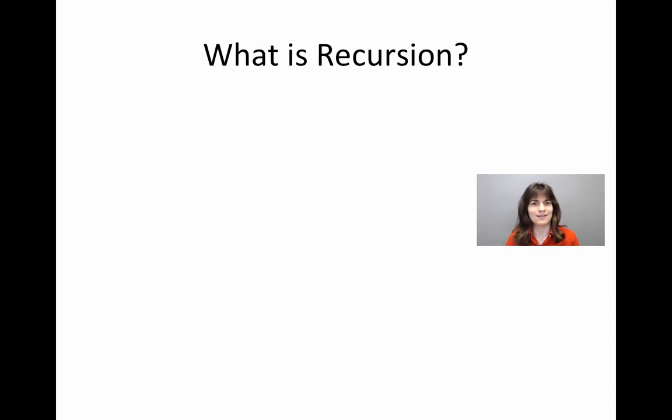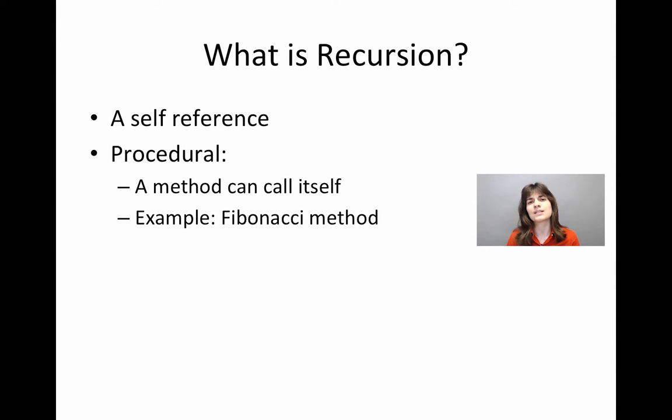Now, what is recursion? Recursion is a self-reference. We are defining something in terms of itself. Now, what is that something that we are defining? For example, we are defining a method, and the method body contains a call to itself.